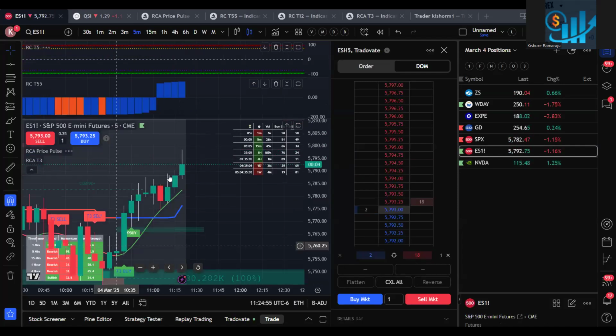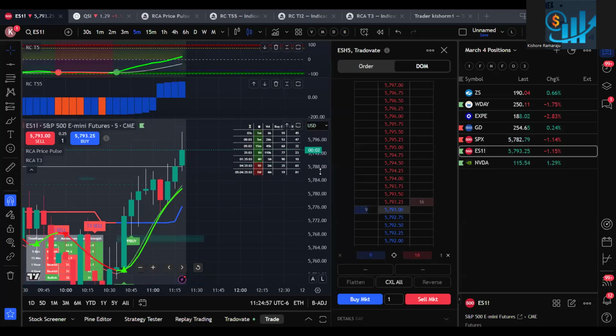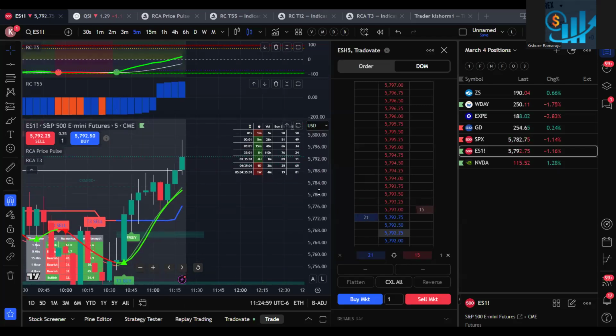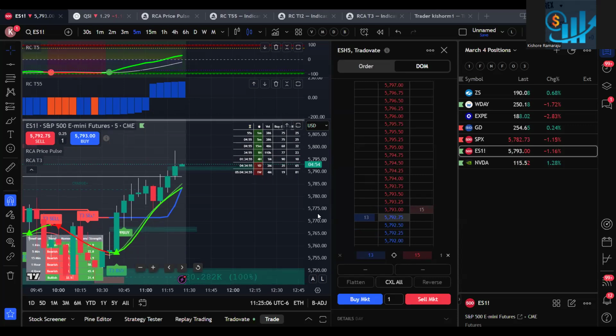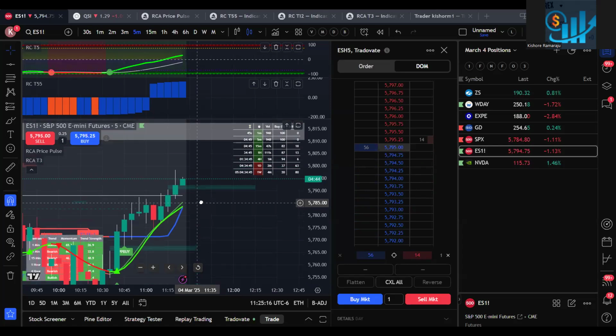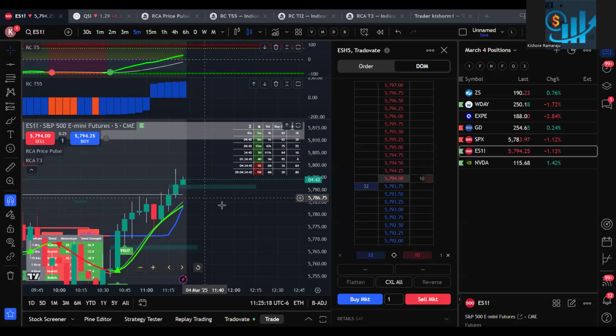Your ES made a nice move. So if anybody wants, they can do some bull puts on ES. You can get ES 5780, 5790 bull puts. You sell the 5790 call, buy the 5780 call, and collect the premium. So if it stays above that, then all that money is yours.